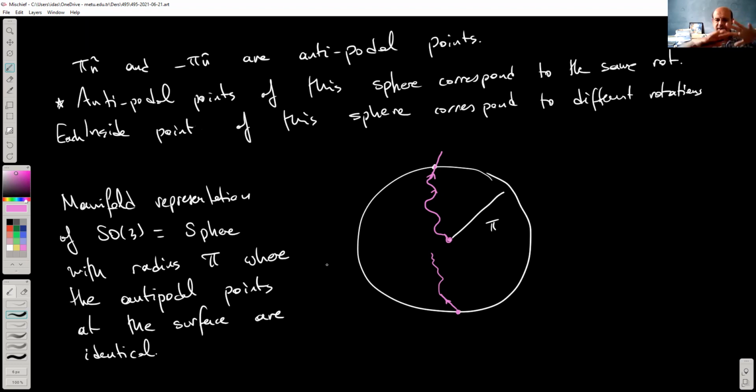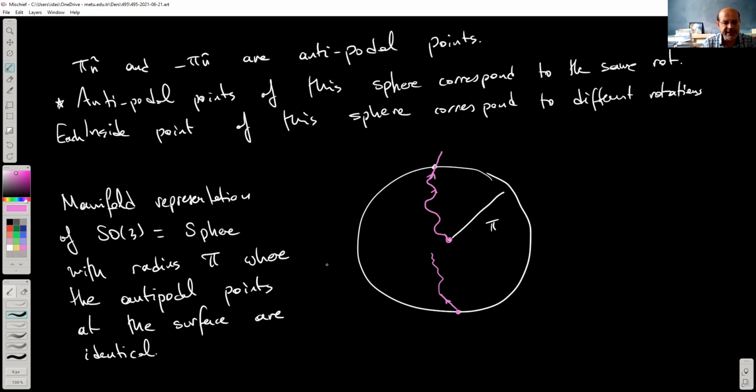Okay, so somehow we obtain some kind of a picture of this group SO3 as some kind of a topological manifold, right? It's basically a sphere, but there's some kind of a strange boundary conditions applied at the surface so that it looks complicated. It is hard to visualize because of this.